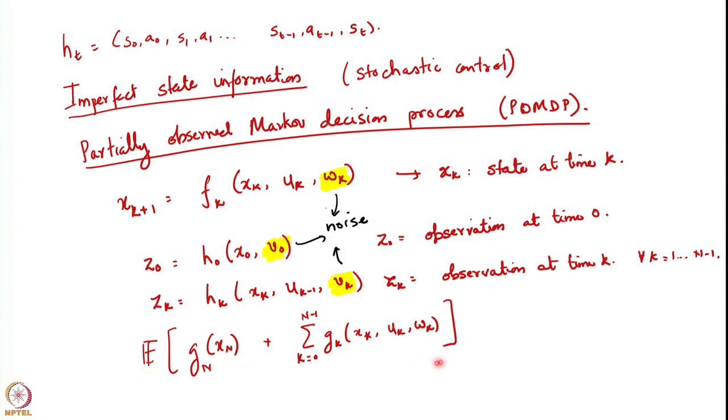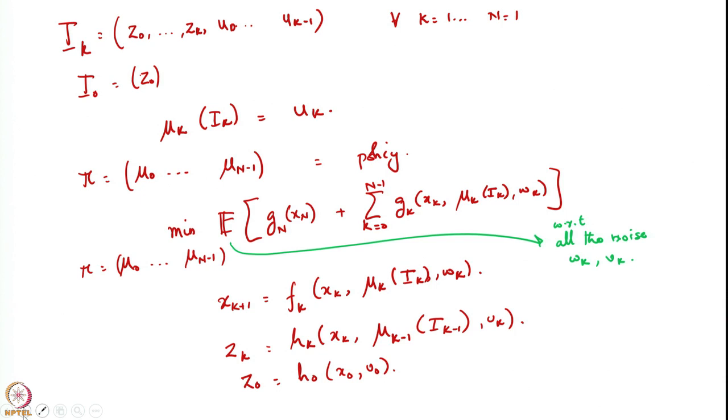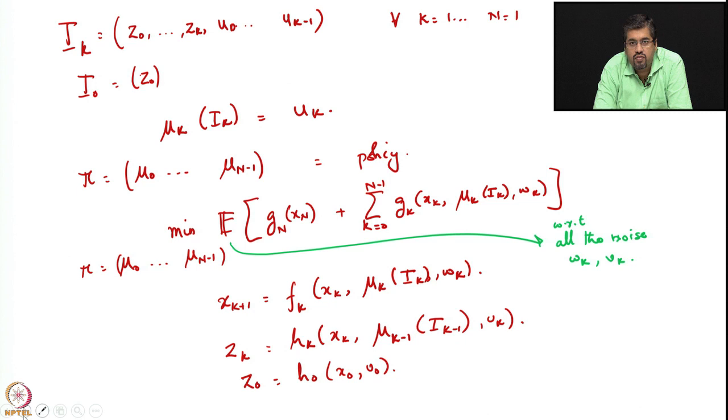Once again, we wanted to minimize the total cost, which is comprised of your terminal cost and stage-wise cost as before. But the important thing is now we weren't restricting ourselves to just Markov type policies. Our action had to be chosen as a function of the entire information that we had at that time. The information that we have at any time k is all the observations that have been made up until that time k, so it is z0 to zk, and the actions you have taken up until that time, which is u0 to uk minus 1. So uk is chosen as a function of Ik, where Ik is this information vector.